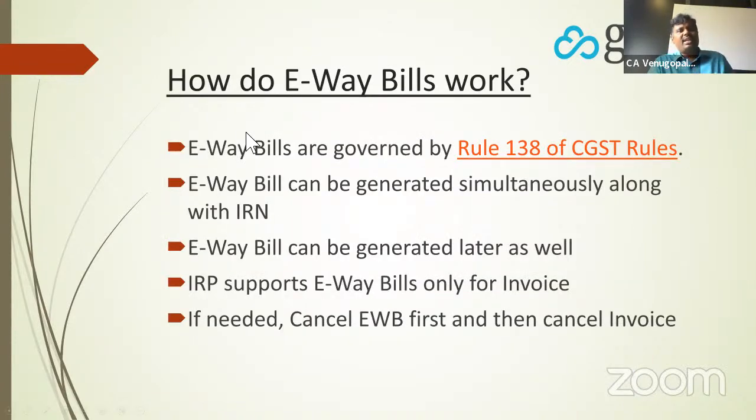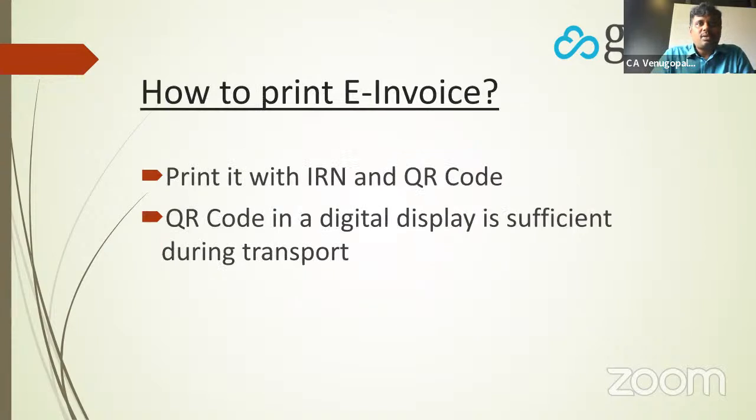Next, will e-waybill continue or will it go off? E-waybill is governed under Rule 138, e-invoice is under Rule 48. So both are different provisions, both will continue. You will still have to generate the invoice along with the IRN. You can generate the e-waybill later, as and when the goods are getting moved, at a later point in time.